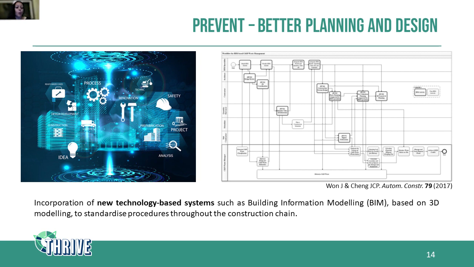The other way of preventing the making of construction waste is through better planning and design. This can be done by incorporating new technology-based systems, such as, for example, building information modeling, developed in a 2017 paper by Wang and Cheng, where everything is based on 3D modeling and standardization of the procedures through the construction chains. So if you were to build a house, you would first start, no matter what, by making a 3D plan of this house, having the exact measurements. This way, the construction workers can then order the exact amount of material they are going to need, reducing a lot the waste produced.